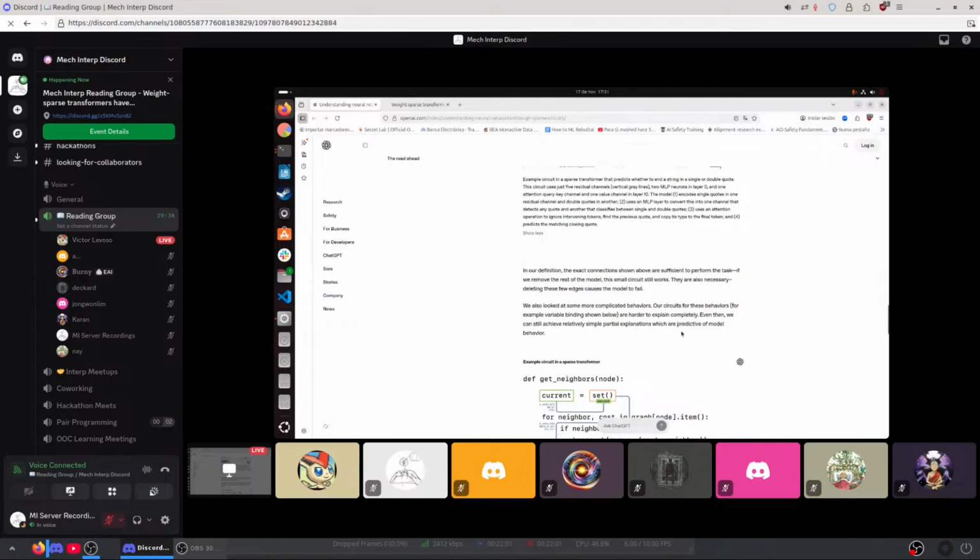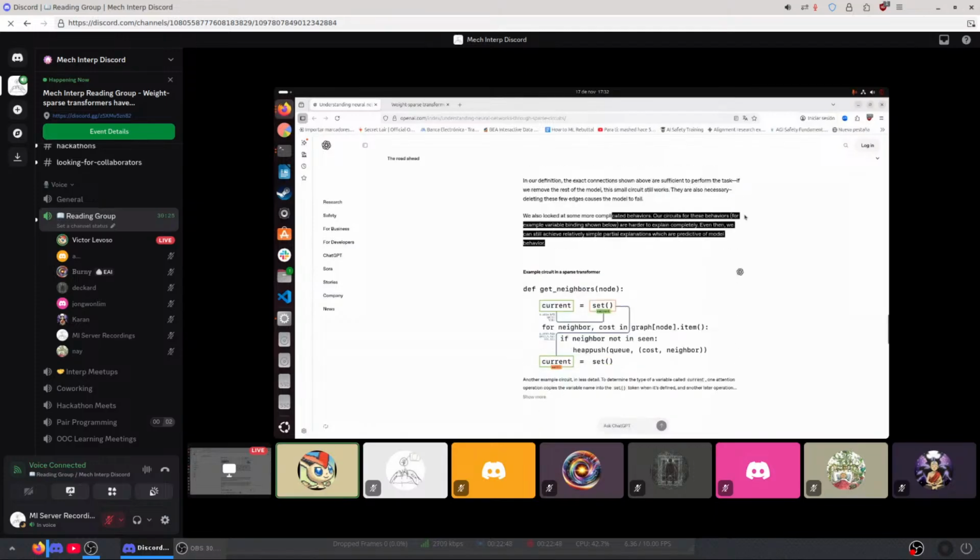Sometimes you have a circuit that you think does the thing, but there are also other circuits that do the thing. If you delete the current one, maybe it does it less often, but it still kind of works. And I don't think our current methods are good enough that removing the rest of the network works most of the time. For some tiny things, like Neel's modular addition paper, you can just replace it, but that's a tiny model doing a single thing. More complicated behaviors are hard to explain completely. We can still find relatively simple partial explanations of model behavior.